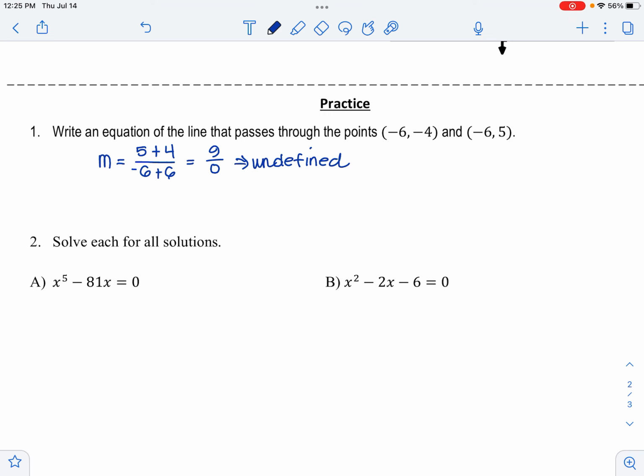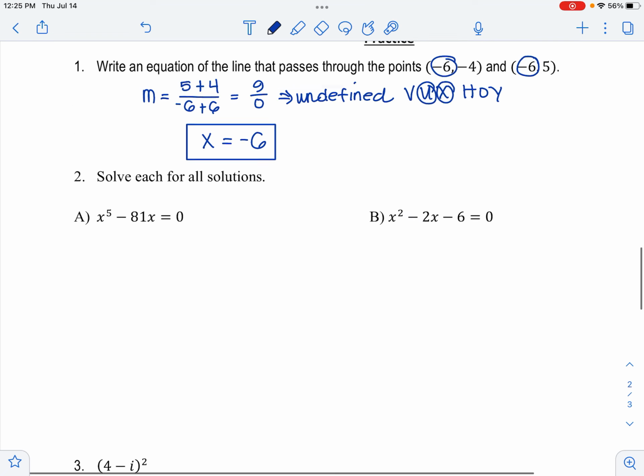If my line is undefined, that means it's a vertical line. I also have the mnemonic device VUXHOY to help me remember this. U stands for undefined. That means it's x equals. So this is a line x equals, and now I'm just going to look at the x values. They should be the same. Otherwise, I made a mistake. And I'm going to say that this is a line that goes through x equals negative 6.